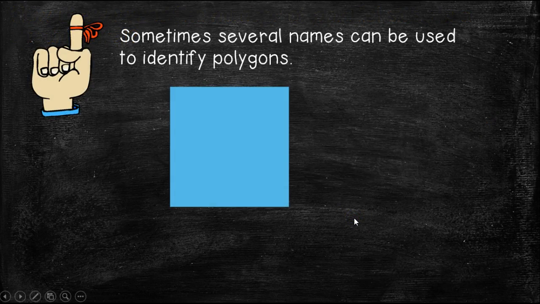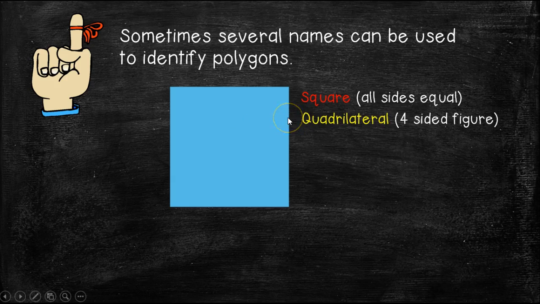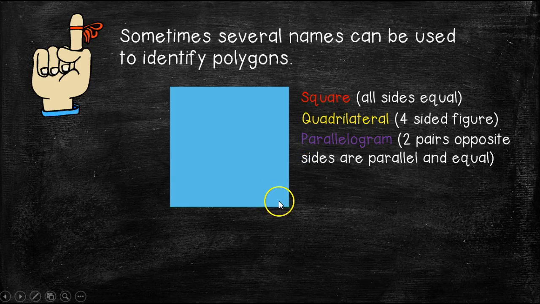So sometimes several names can be used to identify polygons. For instance, believe it or not, this shape that you know as a square actually has many more names. The first one is a square, because we know all sides are equal. We could also call this a quadrilateral because it is a 4-sided figure. We could also call this a parallelogram because it has 2 pairs of opposite sides that are parallel and equal. And we could also call it a rectangle because it has 4 right angles.